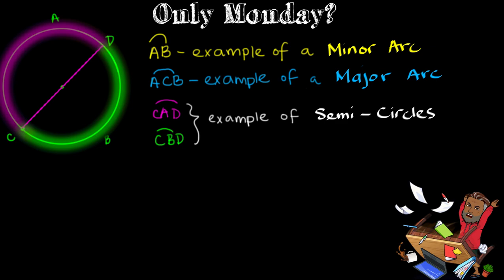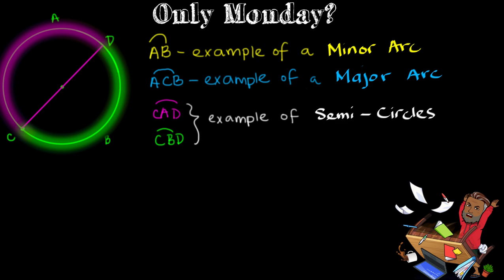However, their middle letter, the point that they pass through, is different for both of those, and this is what defines the two arcs. If I'm talking about CAD, we would all look at the purple arc, and if I'm talking about CBD, we're going to be talking about that green arc. Now, these two arcs are examples of semicircles, because they go exactly 180 degrees. And if you're going through 180 degrees, then we're going to call those semicircles.